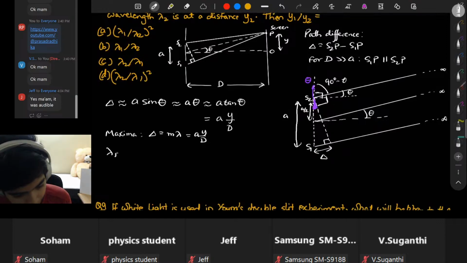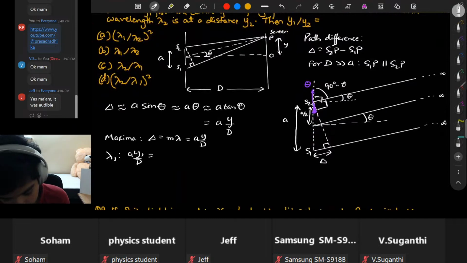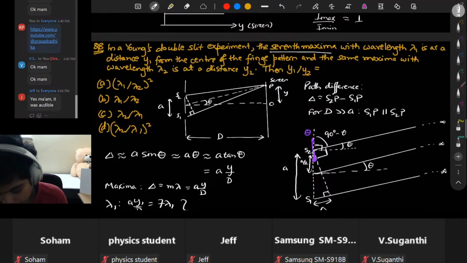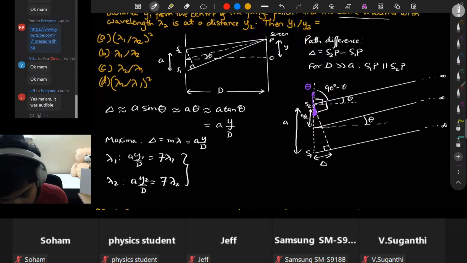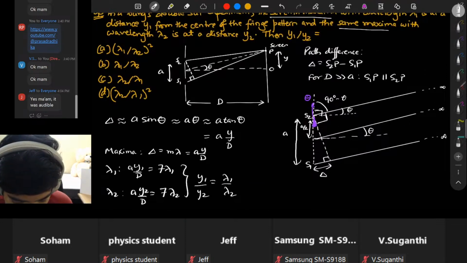So for the first wavelength, we have A y1 over D is m lambda. M is 7 because we want to look at the 7th maxima. So 7 lambda 1. And for lambda 2, we have A y2 over D is 7 lambda 2, because we are looking at the same maxima, meaning the 7th maxima. So when we take the ratio of these, we get y1 over y2 is lambda 1 over lambda 2. So the correct option is option B.